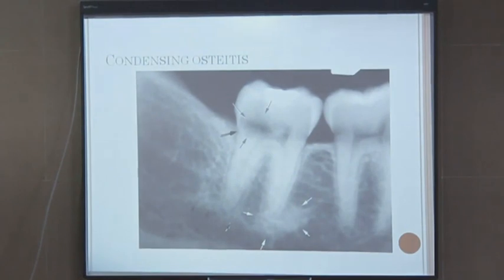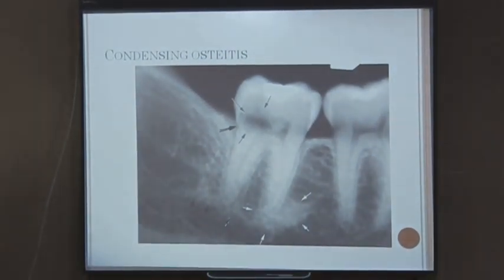Difference between condensing osteitis and idiopathic osteosclerosis. What is condensing osteitis? Normally, when you are having an irritation, your bone will respond by resorption. But if your bone responds by bone deposition, then it is condensing osteitis. You have dental caries, pulpal involvement, your periapical tissues are getting irritated, but there is bone deposition rather than resorption. That is your condensing osteitis.